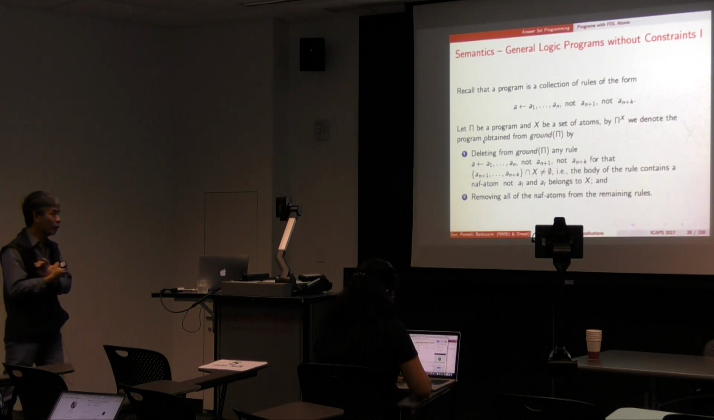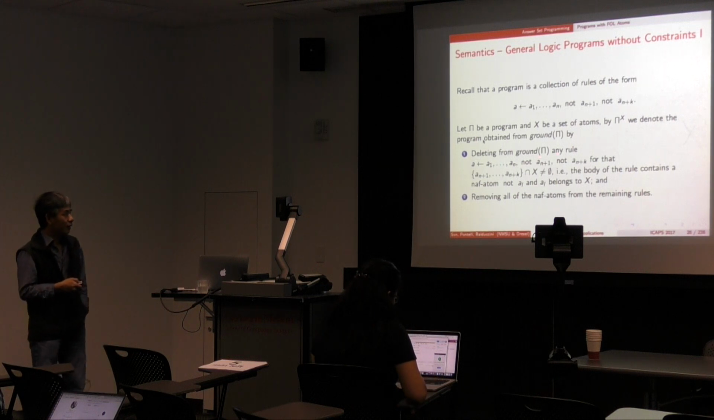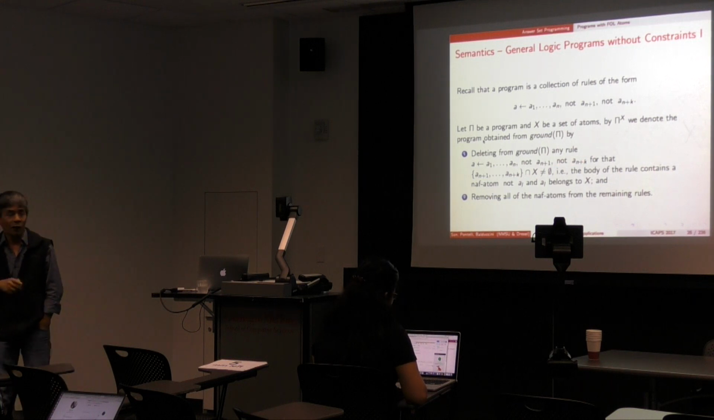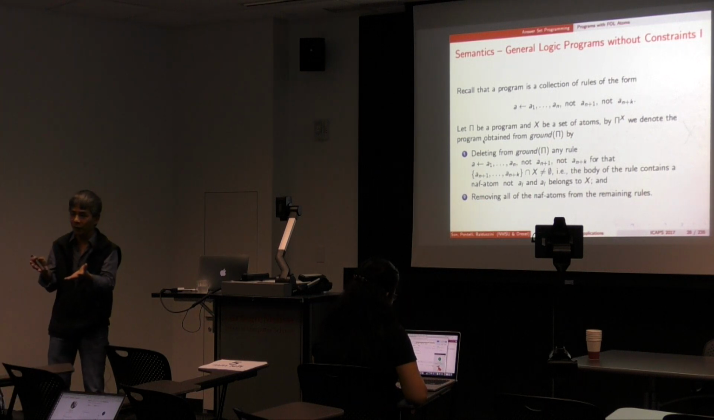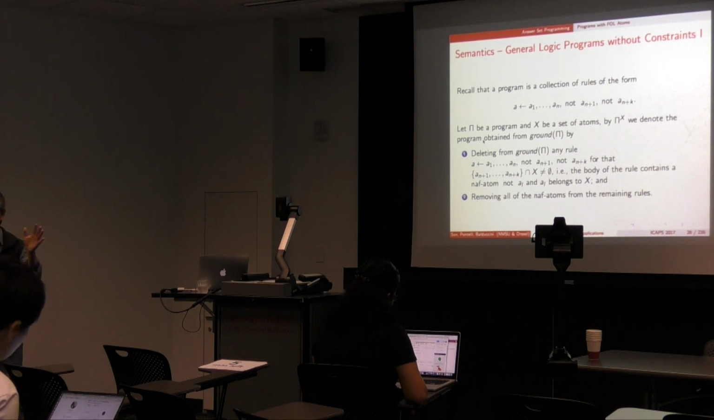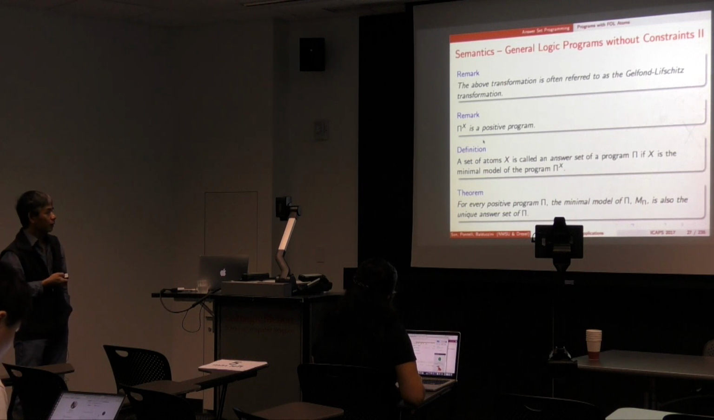One, we remove all the rules that contain one of the atoms in the default negation. So if we have a rule like this, and one of these atoms, an plus 1 to an plus k, belongs to x, then we remove that rule. And then we remove all of the remaining default negation atoms from the remaining program. So after these two steps, we get a positive program.